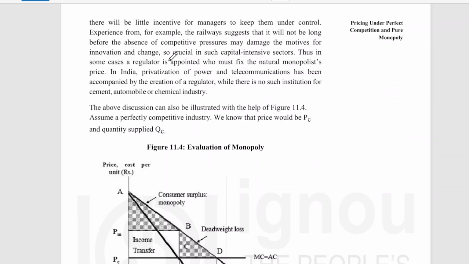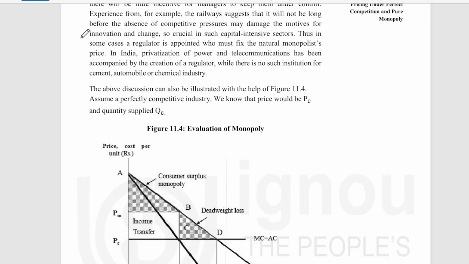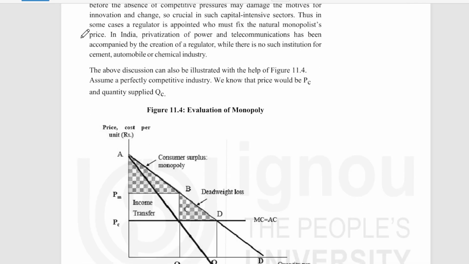And experience from, for example, the railway suggests that it will not be long before the absence of competitive pressure may damage the motives for innovation and change, so crucial in such a capital intensive sector. Thus in some cases a regulator is appointed who must fix the natural monopolist's price. In India, the privatization of power and telecommunication has been accompanied by the creation of a regulator, while there are no such institutions for the cement, automobile or chemical industry.